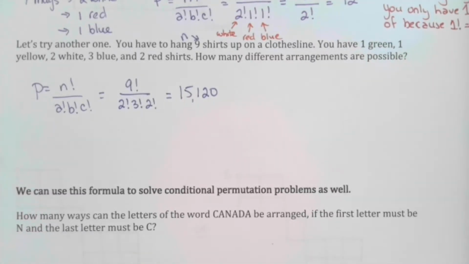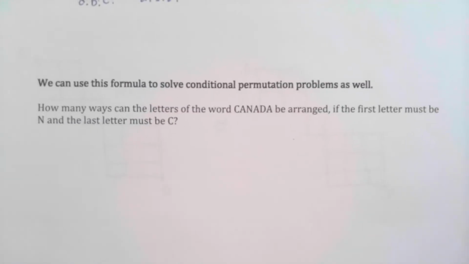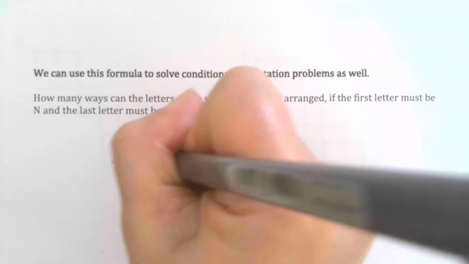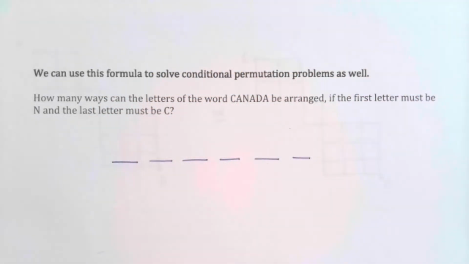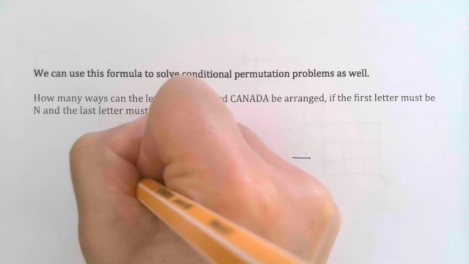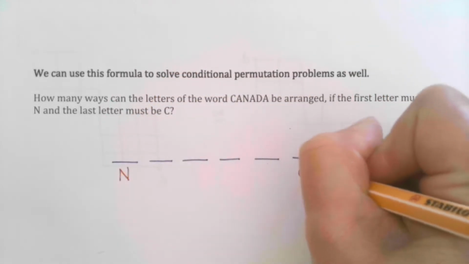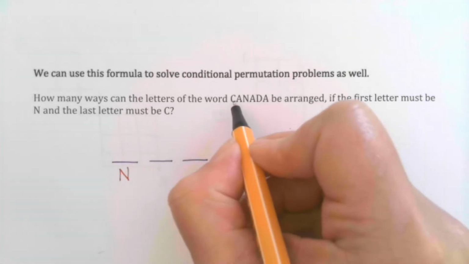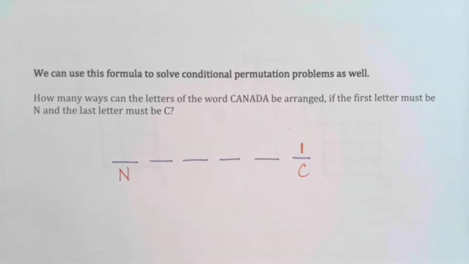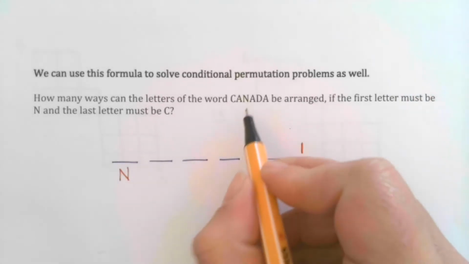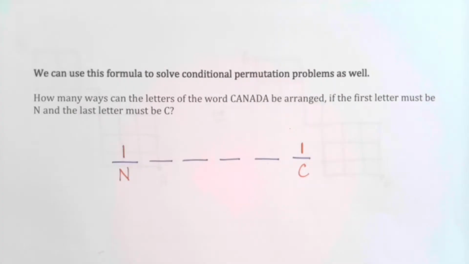Okay, we can also use this formula to help us solve conditional problems, depending on what the conditional problem is. In this case, it says how many ways can the letters of the word Canada be arranged if the first letter must be an N and the last letter must be a C. Canada has 6 letters. So we've got 6 positions to fill. The conditions are this first letter has to be an N and the last letter has to be a C. There's only 1 C in Canada, so there's only 1 possibility for that last letter. There's only 1 N in Canada, so there's only 1 possibility for that first one.